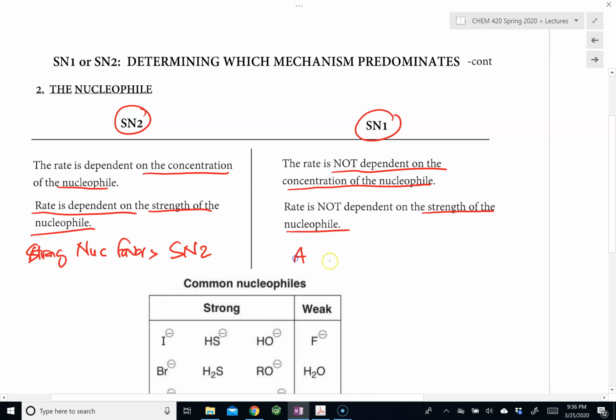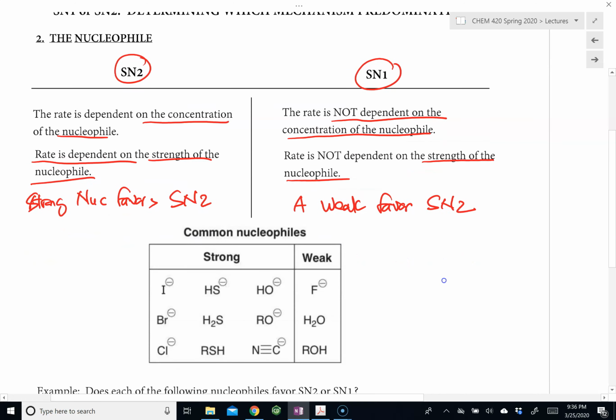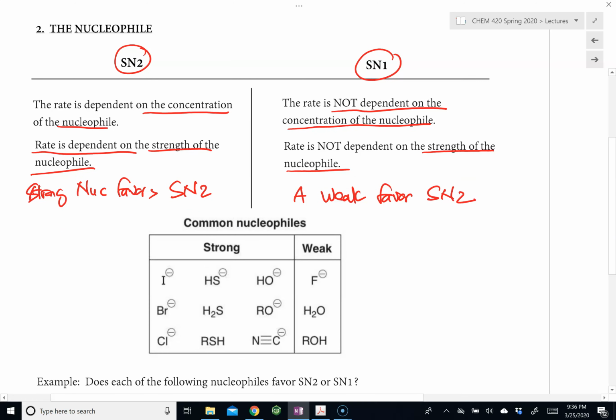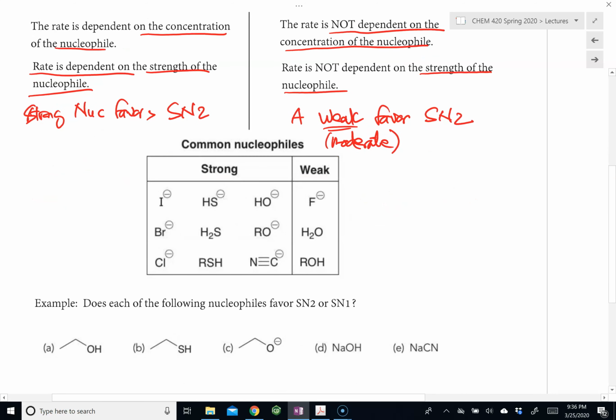So a weak nucleophile would actually favor SN1. Now, it can't be a weak nucleophile, because if the nucleophile is too weak, it will not undergo substitution reaction at all. So in here, weak, but moderately weak. Not completely weak. So here are some of the common nucleophiles, and whether they've been classified as a strong or a weak nucleophile.